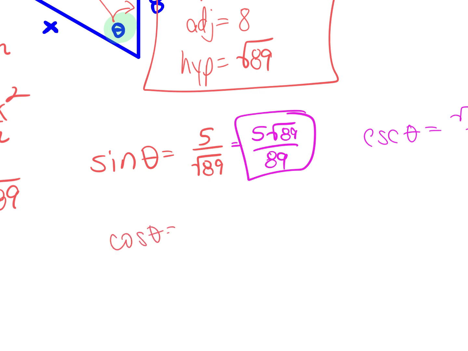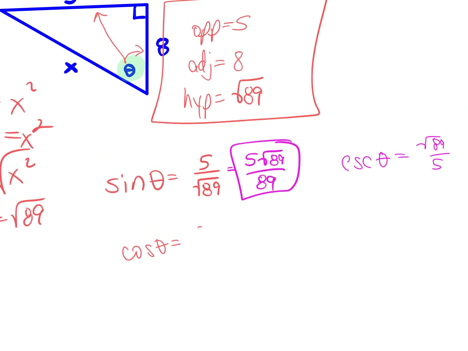So cosine theta, adjacent over hypotenuse. So 8 over square root 89. Problem? Yes. So this becomes 8 radical 89 over 89. Check to see if the numbers on the outside simplify. If they do, then you have to simplify.